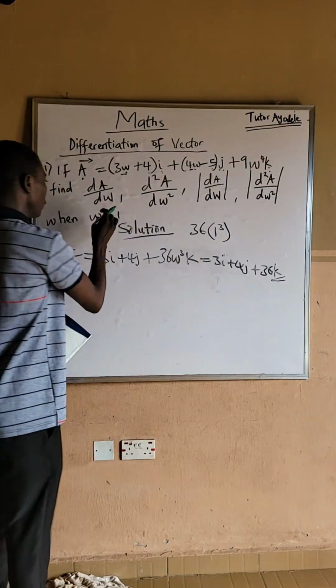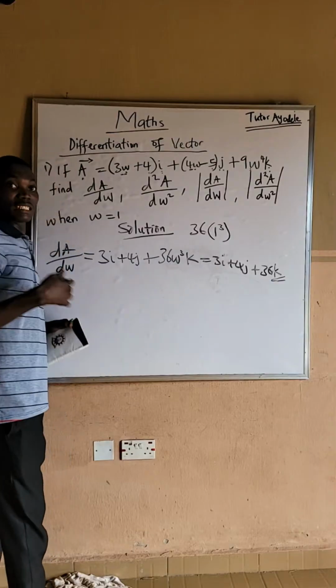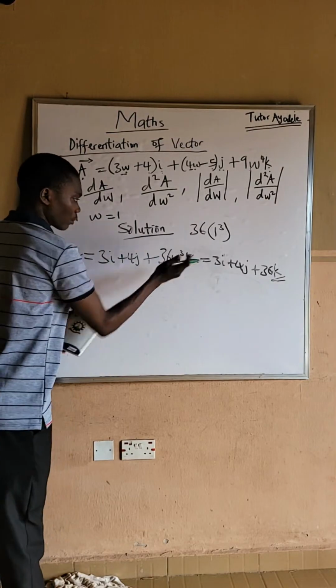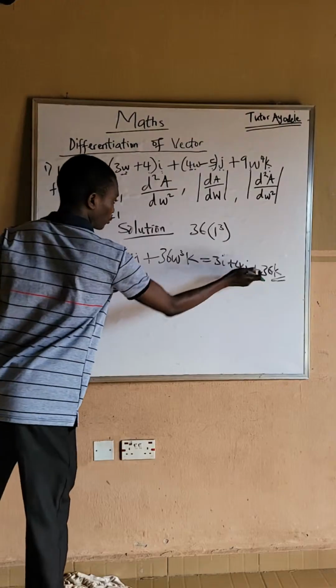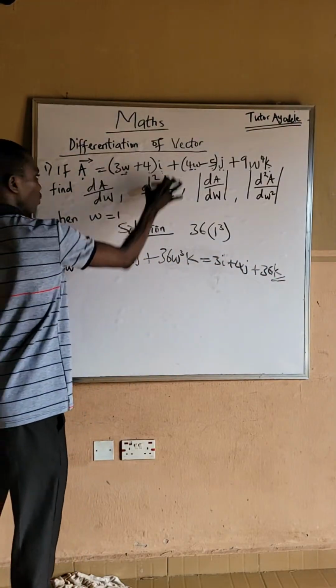But in case they don't give you the value of W in an exam, you can leave this as your final answer. But in case they give you the value of W, then you can substitute it and try to simplify it further. Alright, that's the first one. So let's look at the second one.